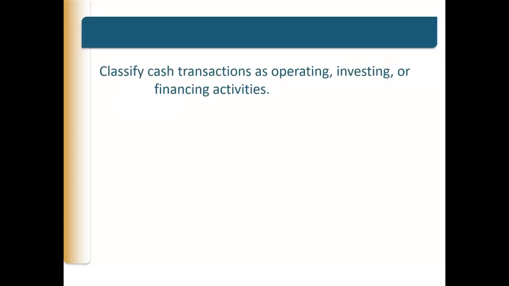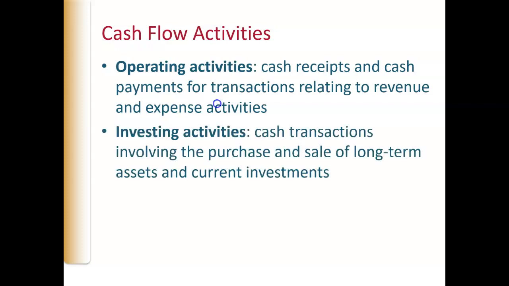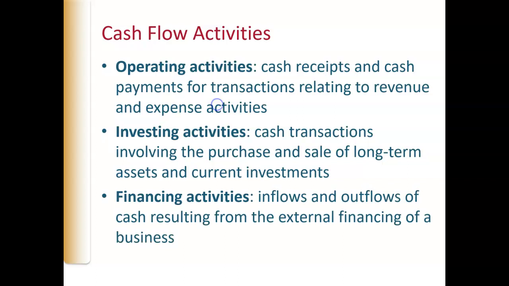And there's 3 types of activities in how we categorize the Statement of Cash Flows. 1 is operating activities. This includes cash receipts and cash payments for transactions relating to revenue and expense activities. Guys, it's pretty much the reason the company's in business. Most of the activities will involve why the company's in business. There are 2 others. There's investing activities and financing activities.